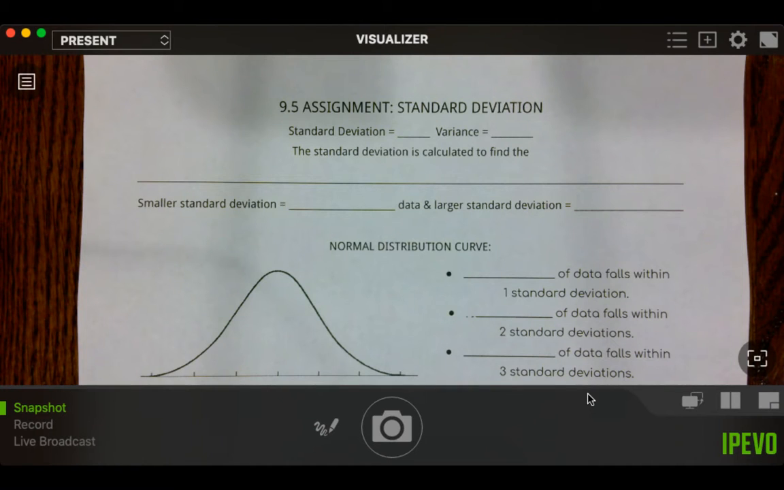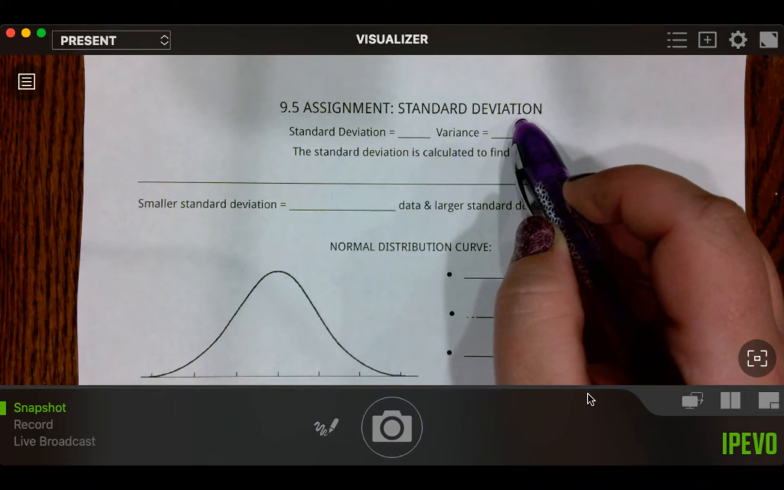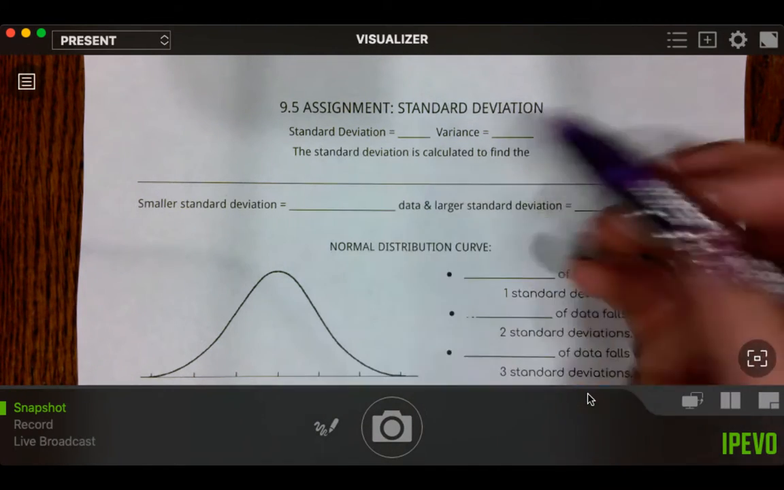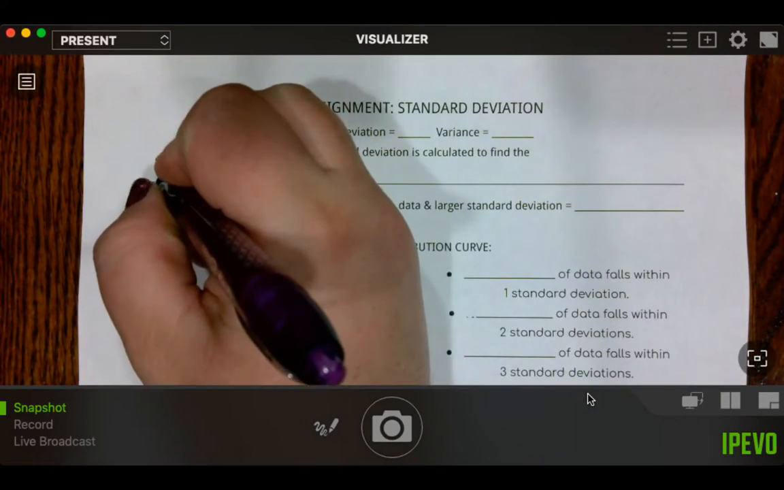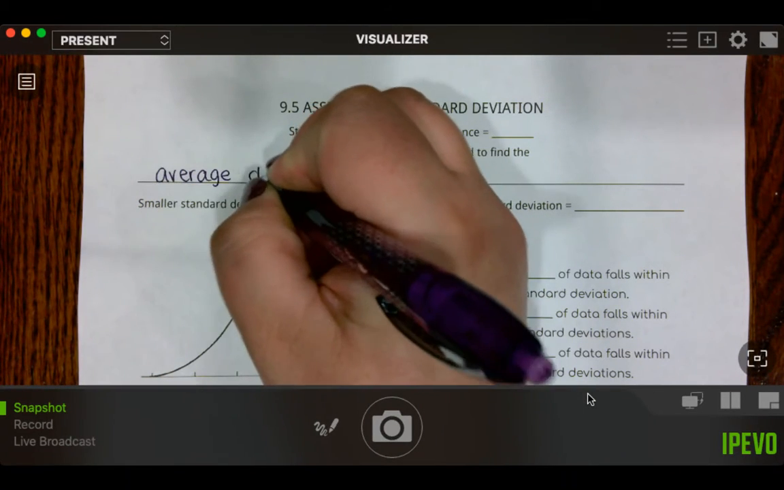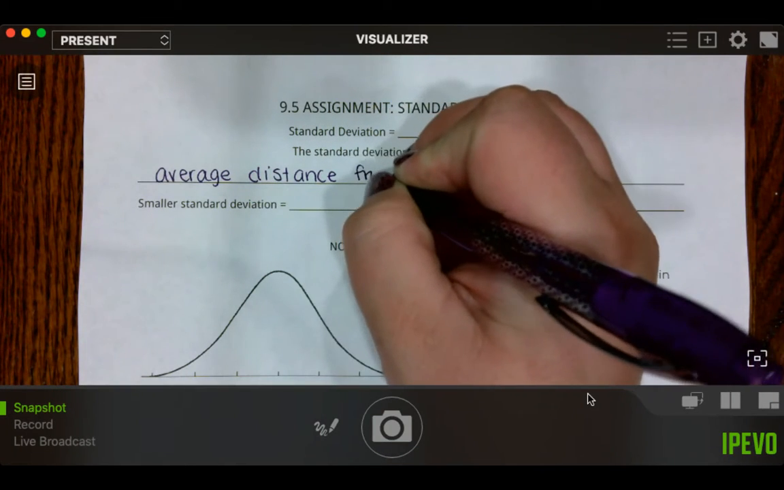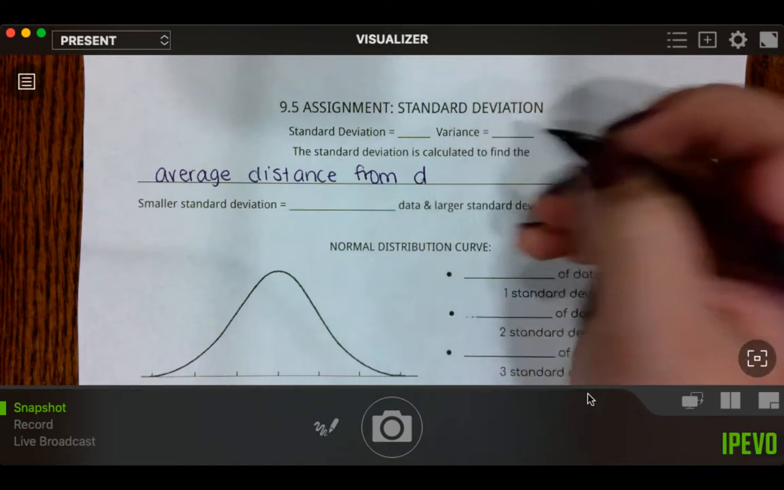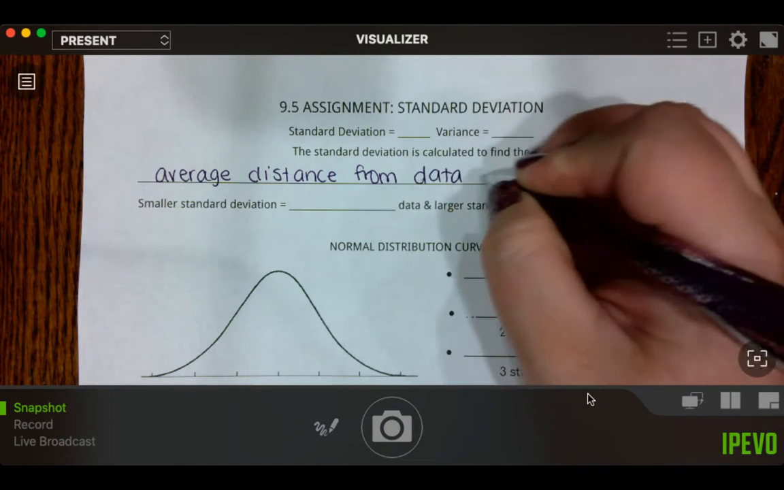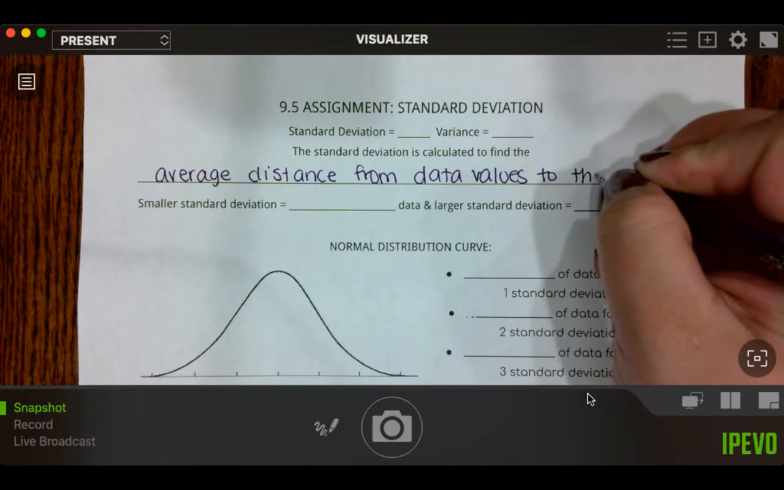I'm going to explain to you how to find something called standard deviation. Before I get too far in, deviate means to go away from. So standard deviation is calculated to find the average distance from data values to the mean.